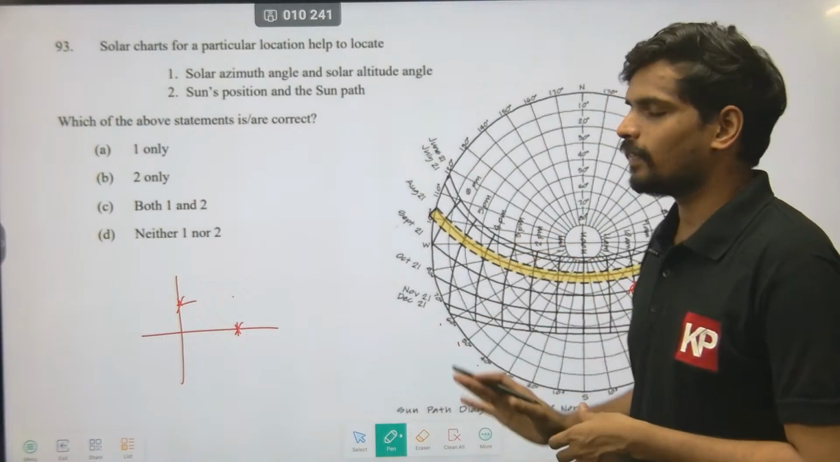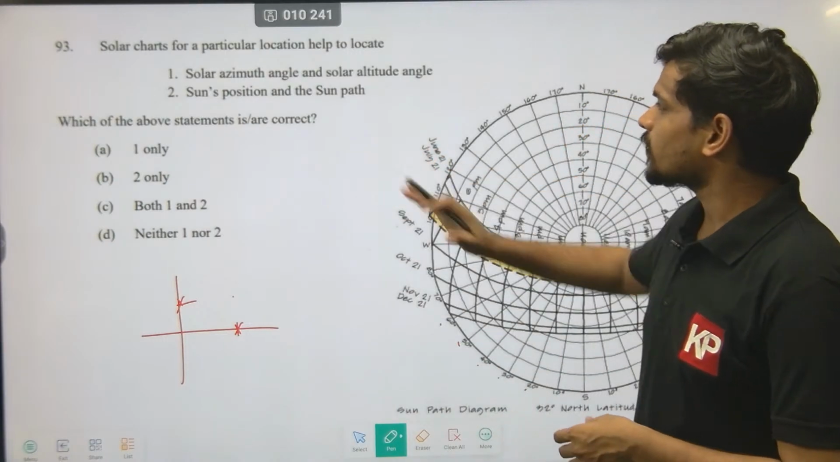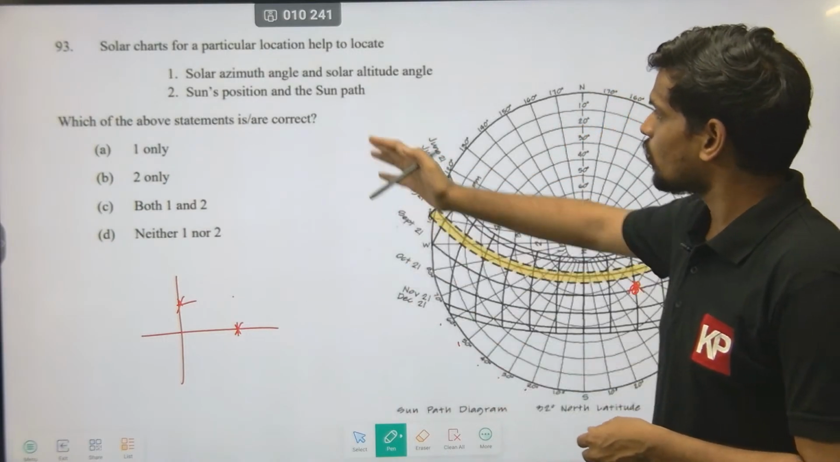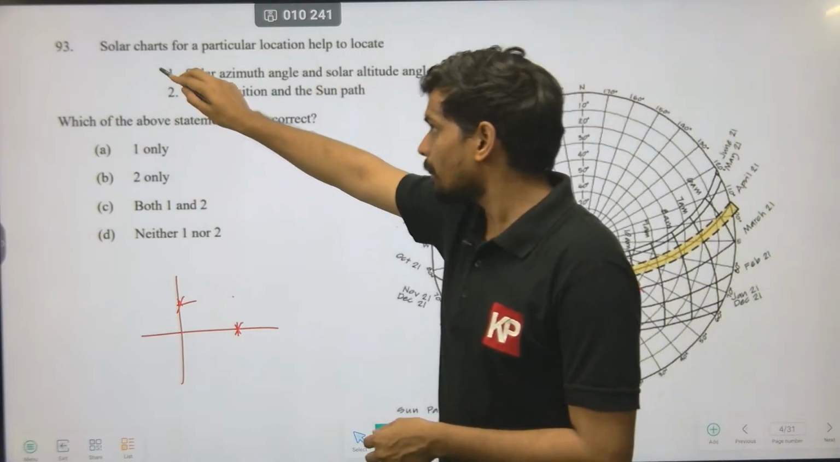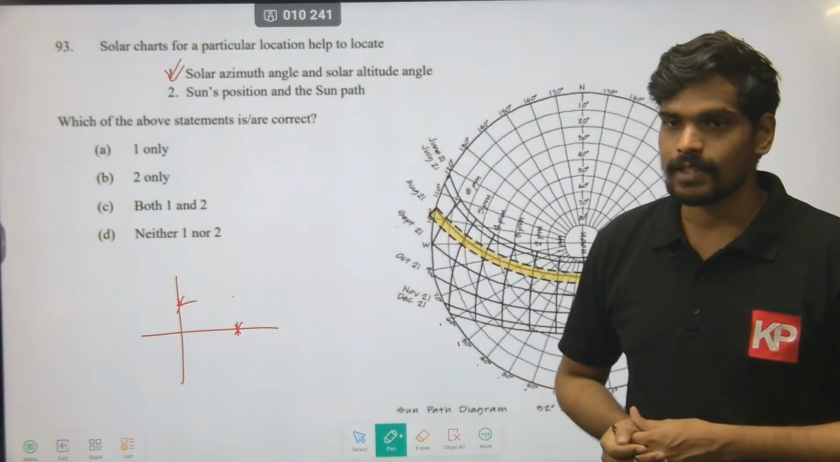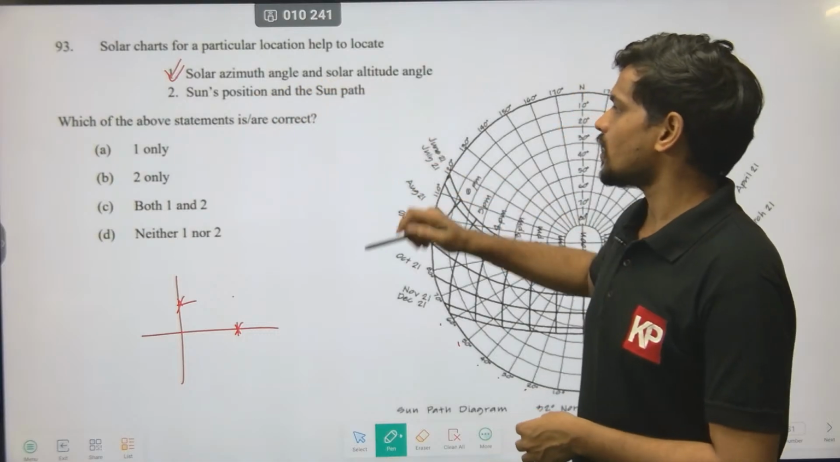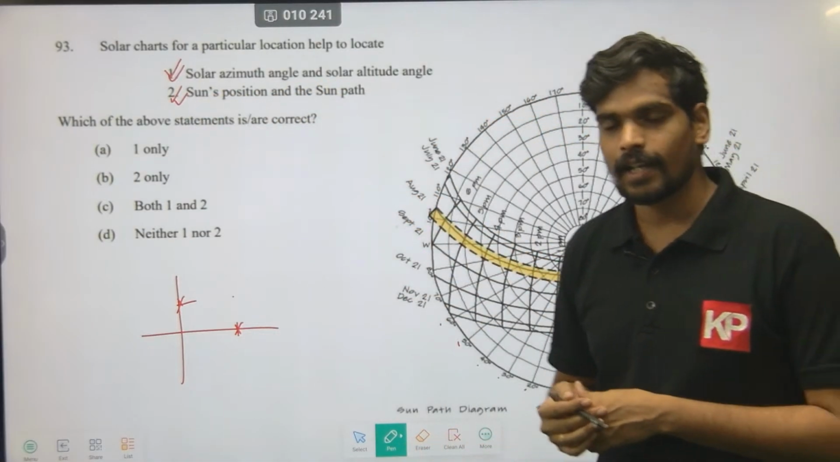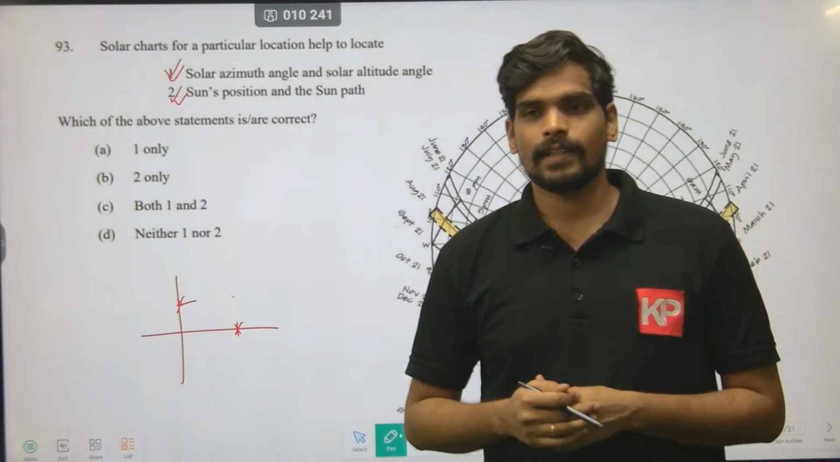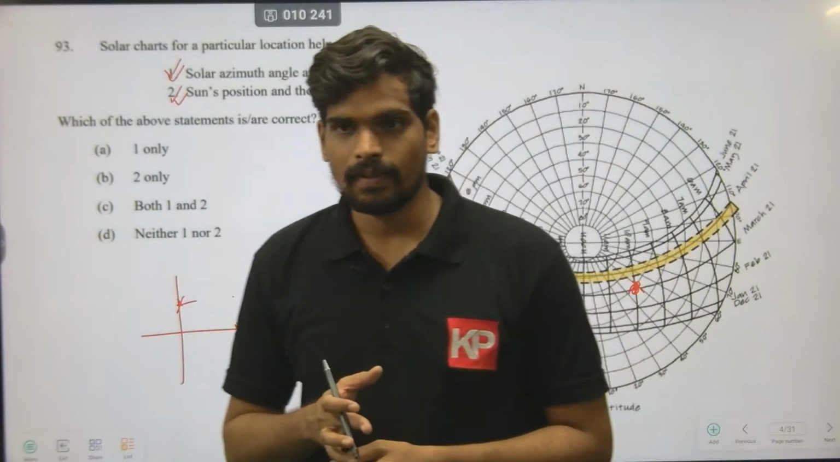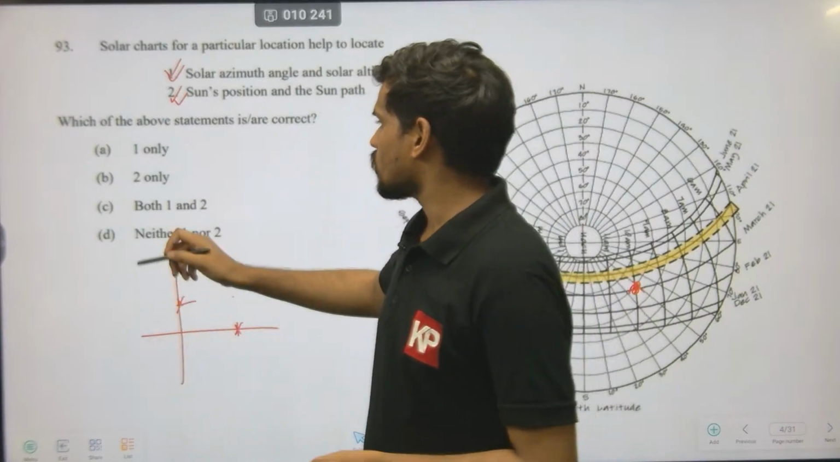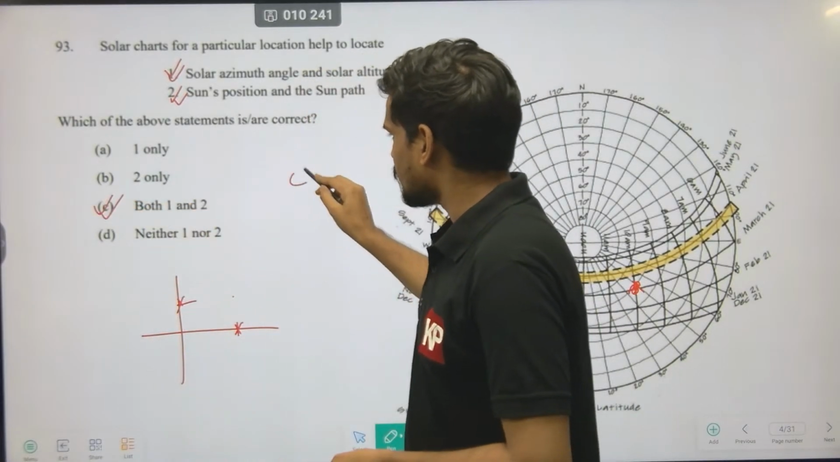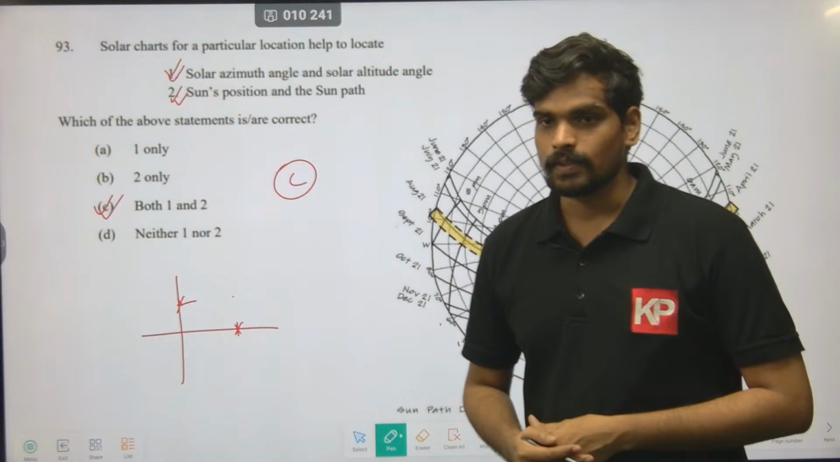Now I hope you have a brief idea on what a sun chart diagram is. Let us now look into the options. First point, solar azimuth and solar altitude angle. Absolutely yes, you find those values on the solar chart diagram. Sun's position on the sun path, yes, that also is marked. You can see the sun paths marked on the sun chart diagram with the position of the sun at each and every given time of the given sun path. You can find out the position. So both 1 and 2 are correct answers. C will be the appropriate answer for this question.